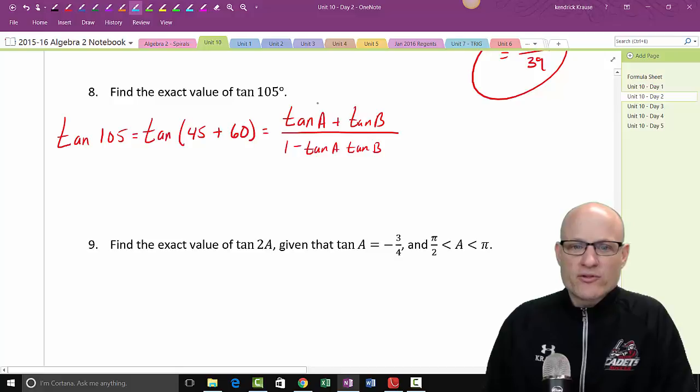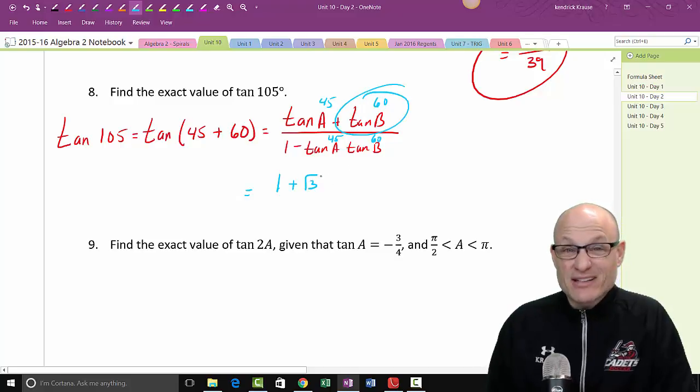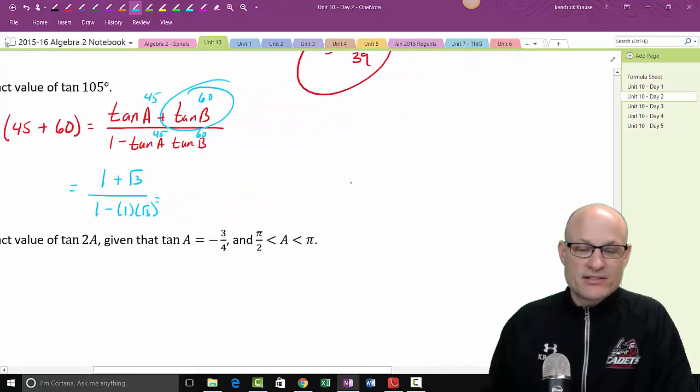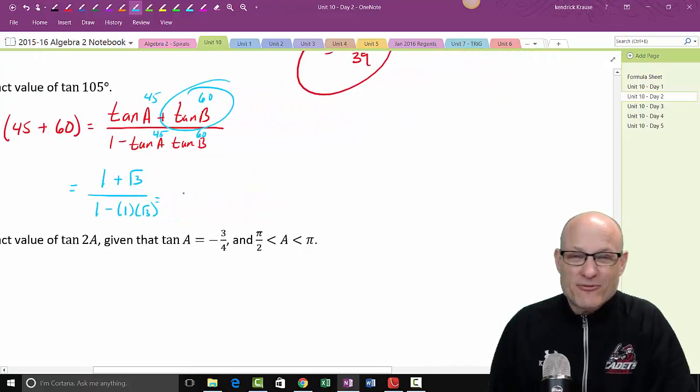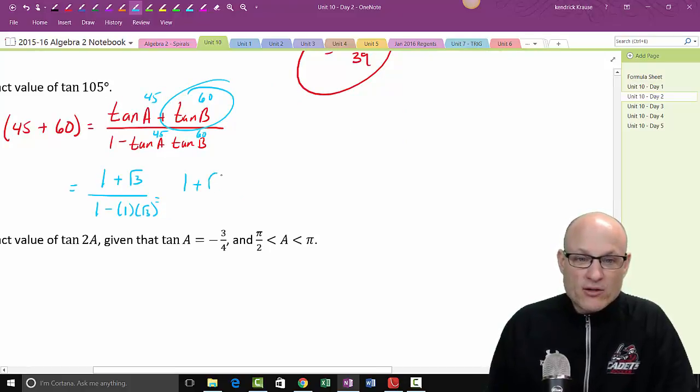Now let me just go through. This is 45. This is 60. 60 is nice. I know what 60 is. So this becomes 1 plus the radical 3, because that's what the tangent of 60 is. It's radical 3 all over 1 minus 1 times radical 3. Now, I say this is nice. I still have rationalizing to do, but I don't have to worry about that fraction crap. So this is 1 plus radical 3 all over 1 minus radical 3.